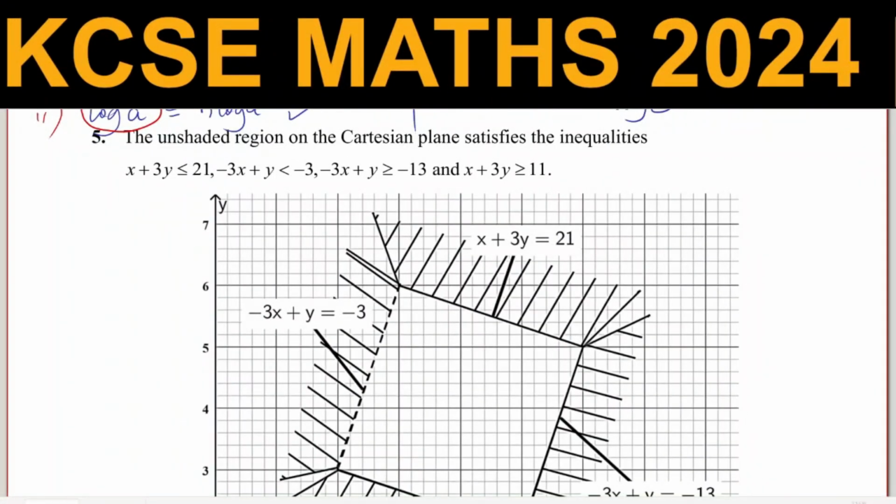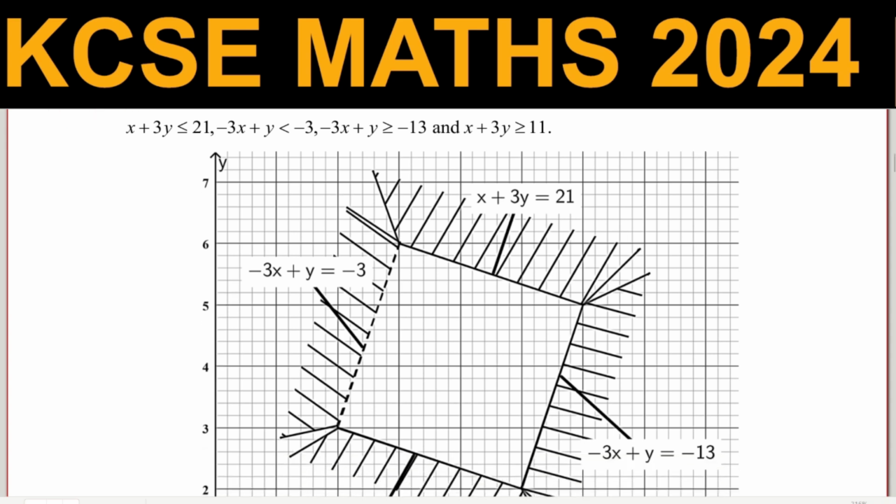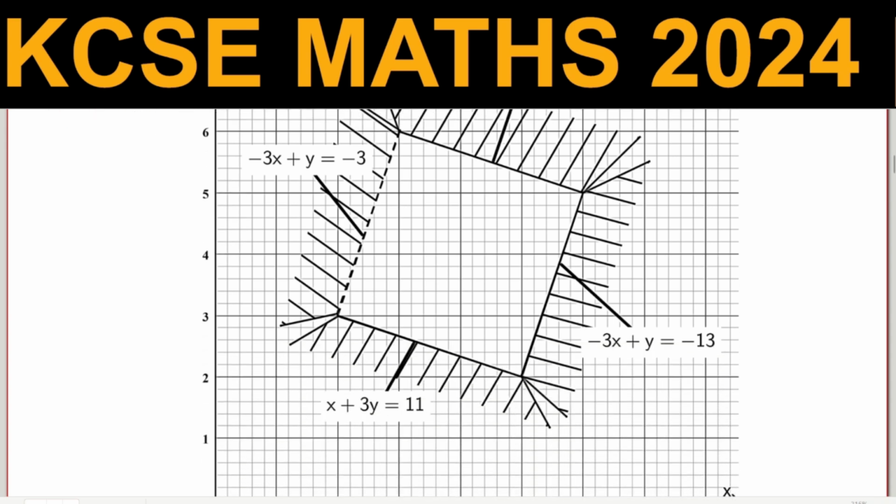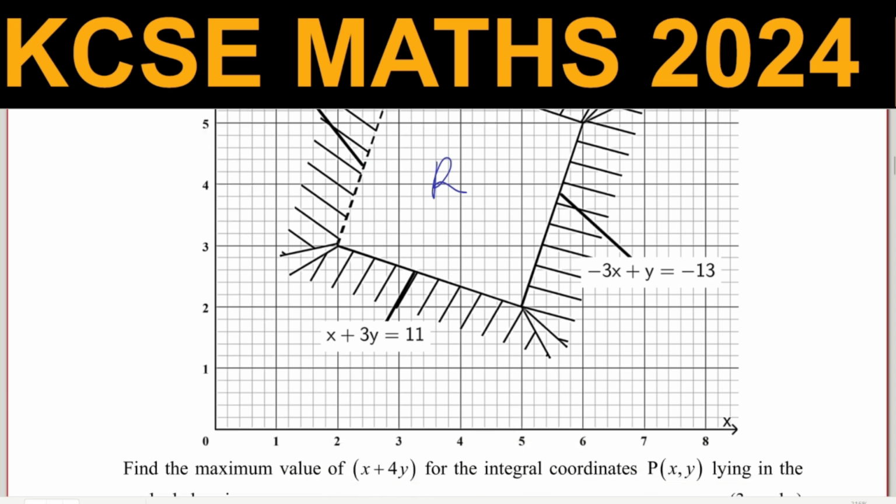The unshaded region on the Cartesian plane satisfies the inequalities x plus 3y less than or equal to 21, negative 3x plus y less than negative 3, negative 3x plus y greater than or equal to negative 13, and x plus 3y is greater than or equal to 11. So the figure is there, and you can see the shaded region. This is called the required region or the feasible region. It is bounded by all those lines, the inequalities given there.